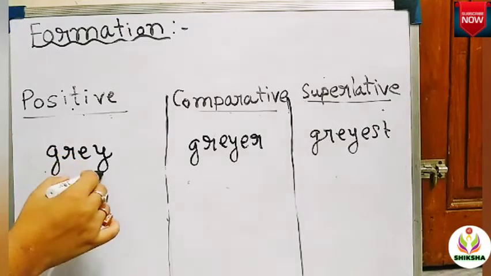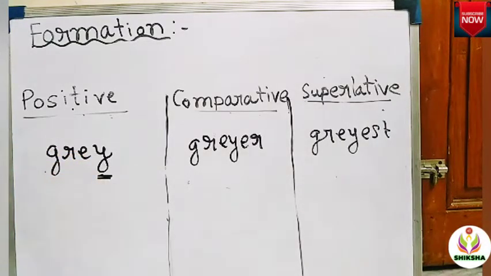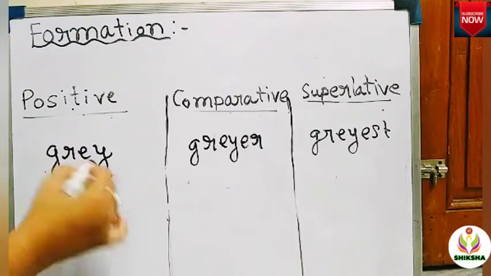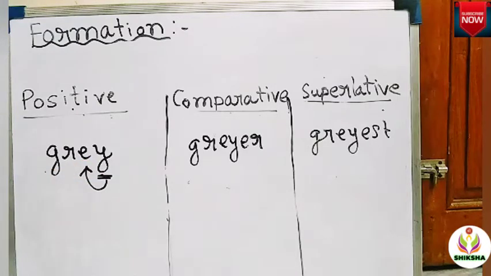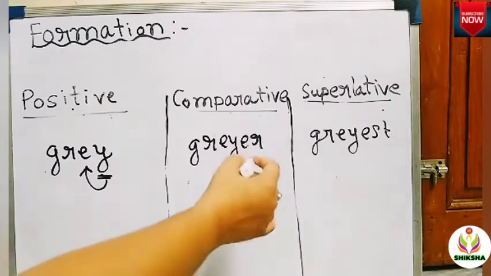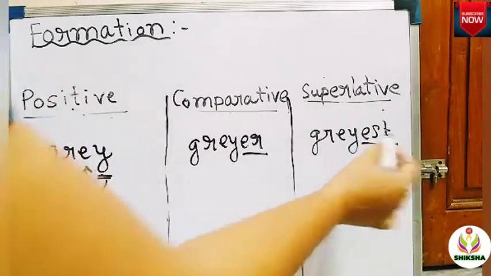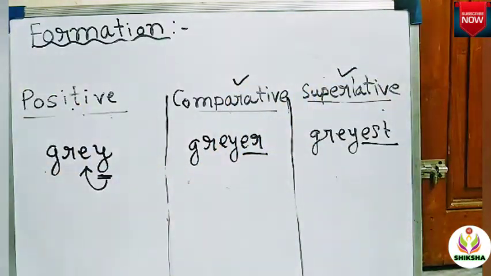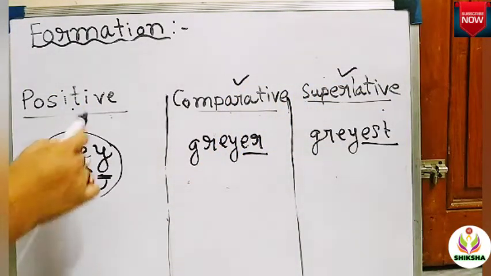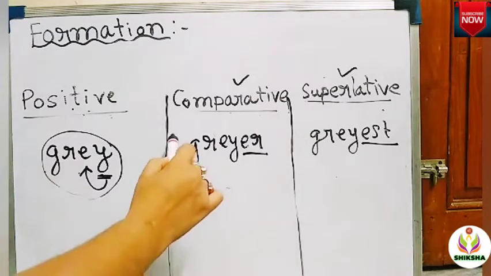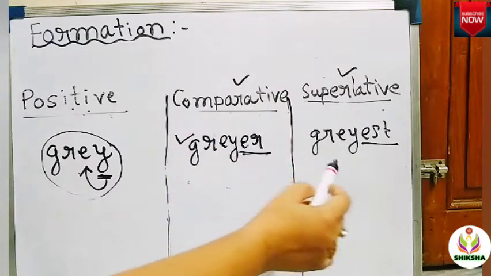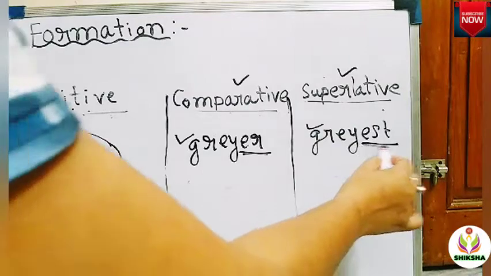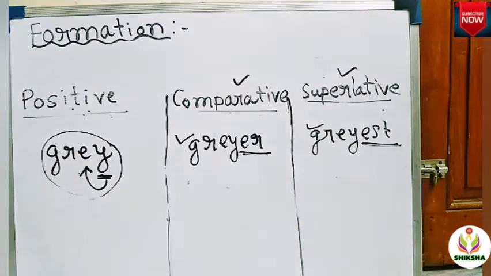If the positive degree ends in Y and there is a vowel before it, we do not follow this rule. In that case, we just add er and est to form the comparative and superlative. So, grey is in positive form. The comparative form of grey will be greyer and the superlative form of grey will be greyest. You will find many more examples like that.